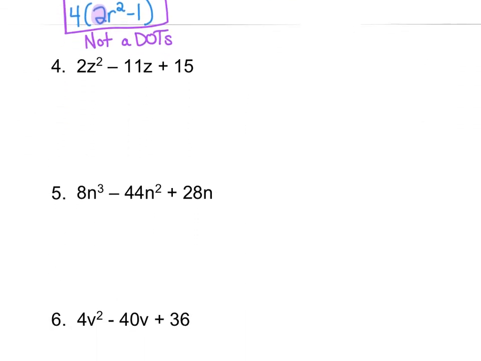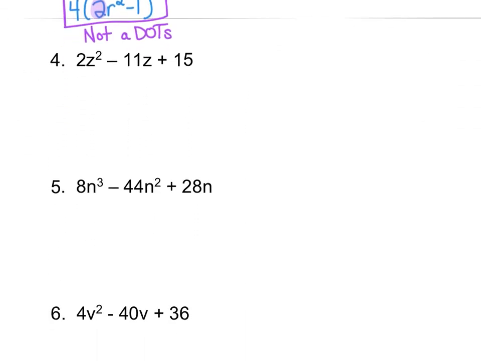So moving on to number 4. We're looking for GCF. What does 2, 11, and 15 have in common? Nothing except for 1. So let's look at the variables. Z squared, Z, and no Z. Those do not have anything in common either. So there's no GCF that we can take out.